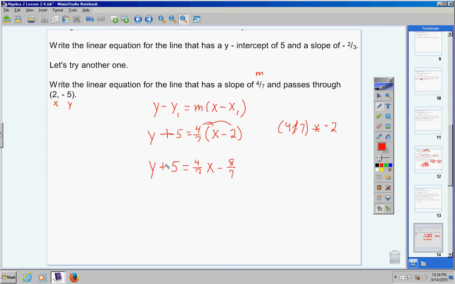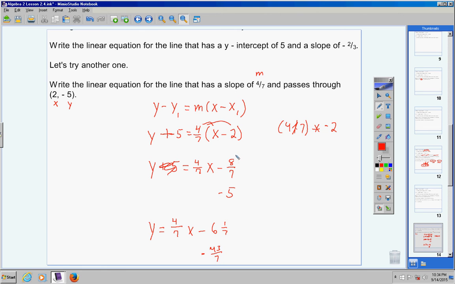Now bring the 5 over, make it a -5, and your final answer will be, notice y is all by itself, so I know I'm finished. 4/7 x minus 6 1/7. Okay. Now, if you didn't want to put 6 1/7, if you want to put -43/7, that's the exact same thing.